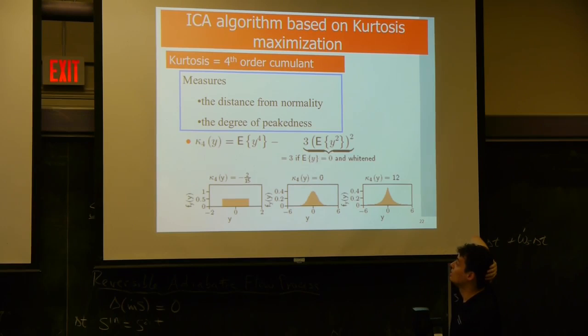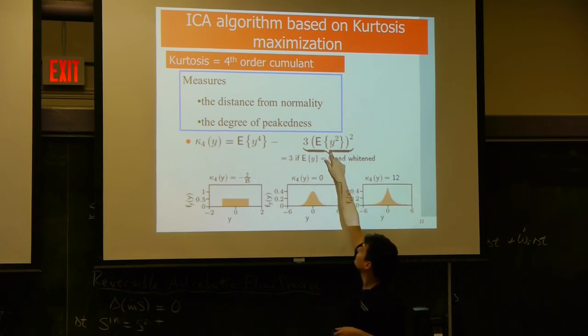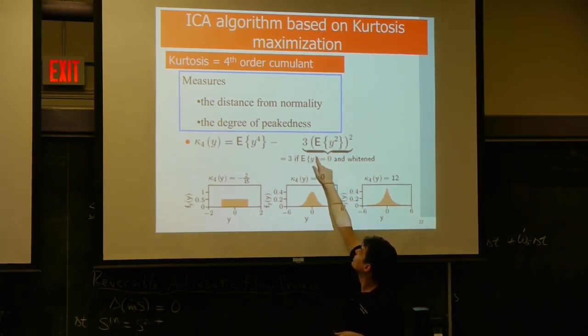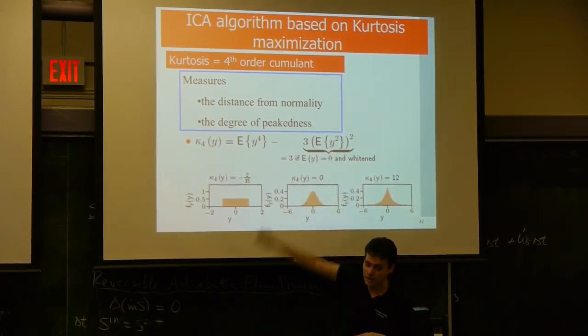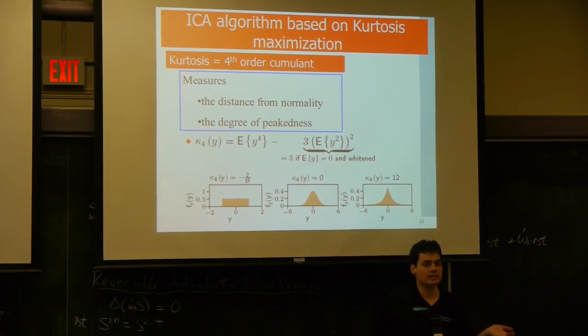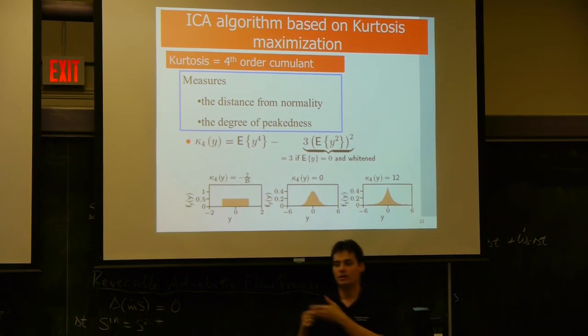We assume that the covariance matrix is the identity. Because of that, the expected value of y squared is 1, so this whole thing here is 3. And you can prove that for a Gaussian distribution, the kurtosis is 0. We want to be far from a Gaussian distribution, so you want to either maximize or minimize the kurtosis. You just don't want to be at 0.